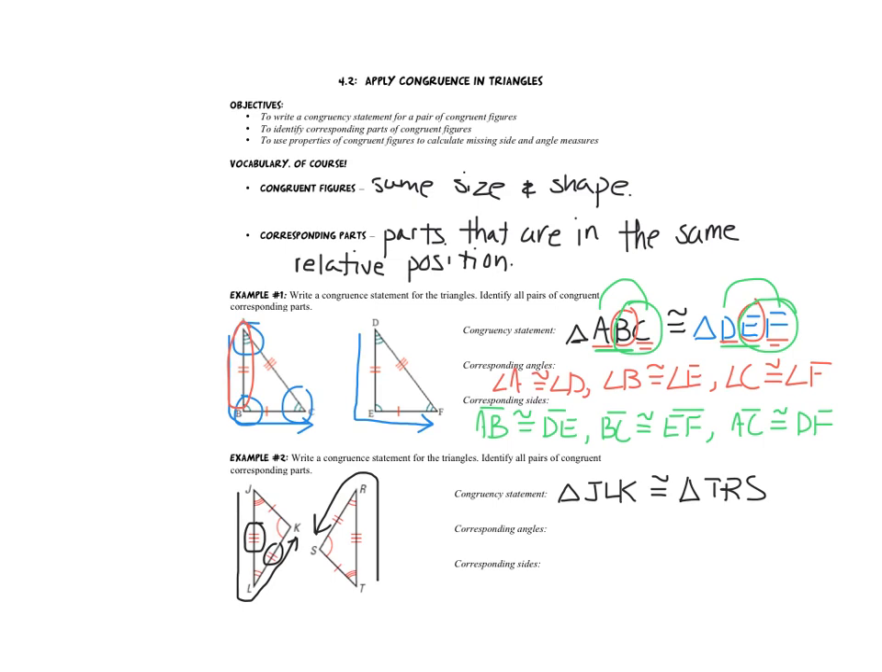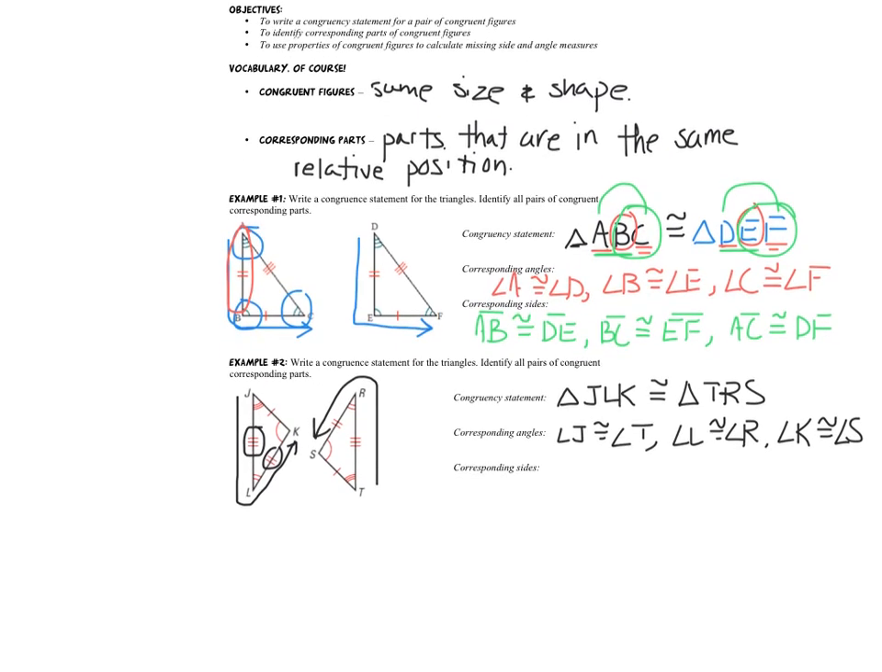And again, just glancing upwards, I see that J goes with angle T. The middle angle L is going to go with the middle angle for the second triangle, so R. And then angle K is going to be congruent to angle S. Sides, same thing. Just looking at my congruency statement, I can write which sides are corresponding and congruent to each other. So JL is congruent to segment TR, or side TR. LK goes to RS.